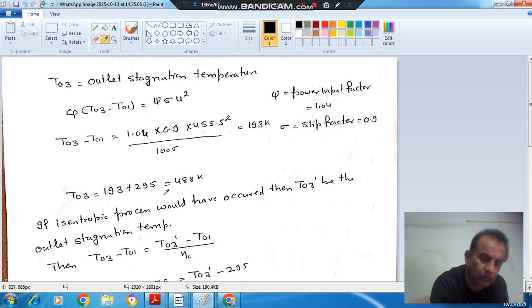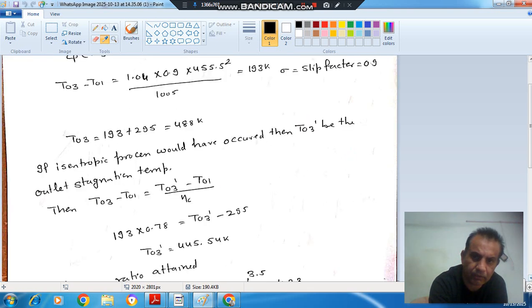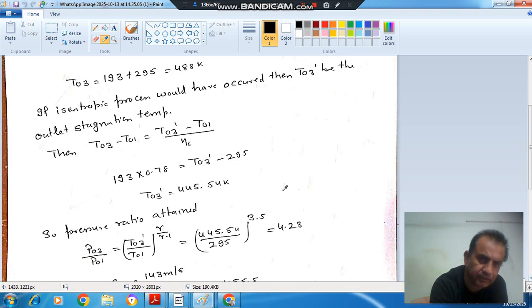Okay, and assuming T03 dash as the temperature if the process was isentropic, then considering the isentropic efficiency it came out as 445.54. Okay. Then we obtain the pressure ratio by using the isentropic relation. So that was your 4.23.